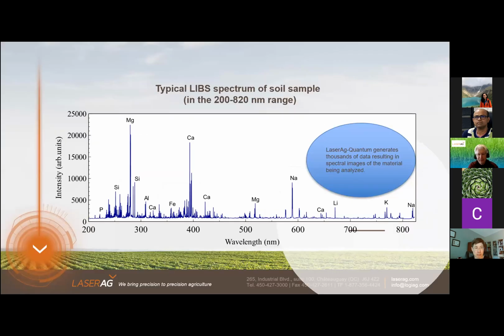This is a typical LIBS spectrum on soil. The range is 200 to 820 nanometers. When we shoot the laser, we basically see almost the whole periodic table every time. So the real difficulty in this system was to be able to eliminate the background noise and concentrate on the elements that we were interested in.